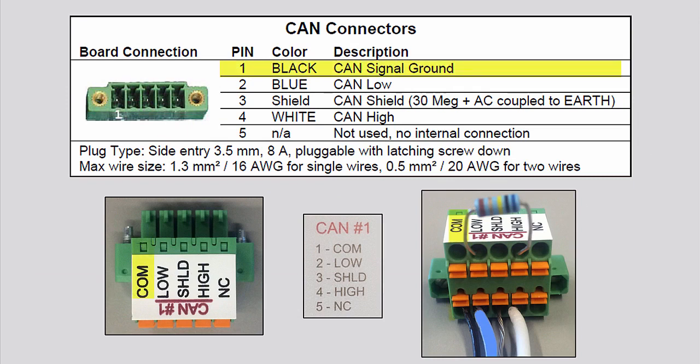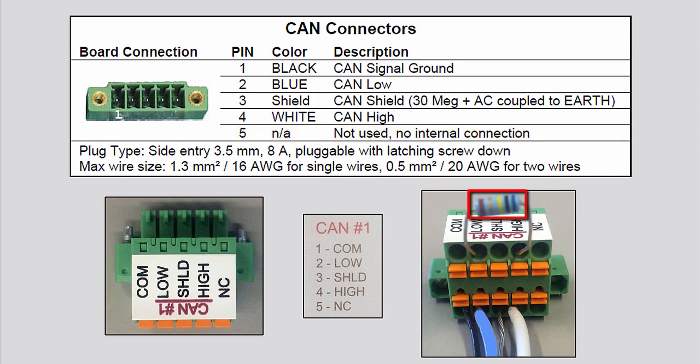Wire the black cable to pin 1. This is the CAN signal ground. Wire the blue cable to pin 2. This is the CAN low signal. Wire the shield to pin 3. Wire the white cable to pin 4. This is the CAN high signal. Pin 5 is left empty.